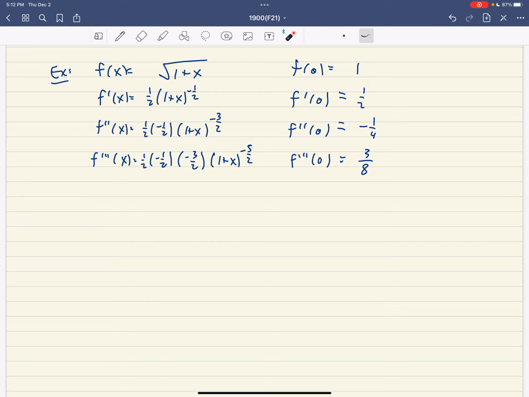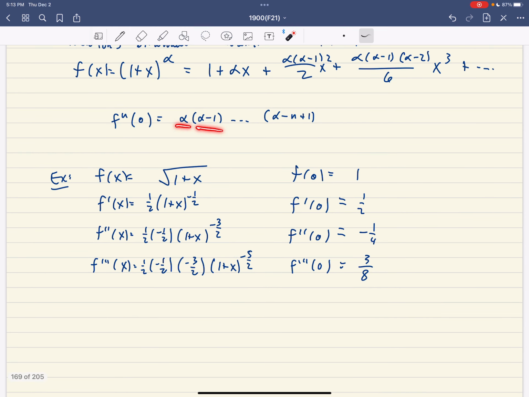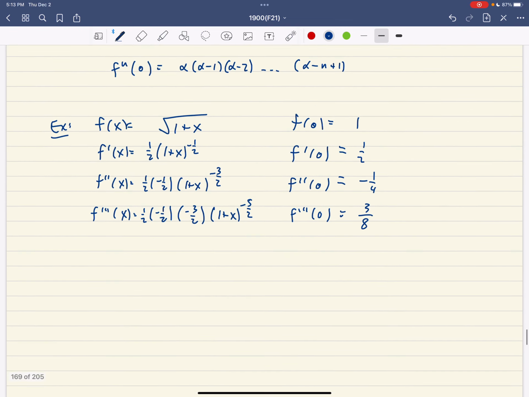And you keep going. And every time you take a derivative, you keep multiplying by another term where you subtract 1. So what I mean by that is you have 1/2 minus 1 is negative 1/2, minus another 1 is negative 3/2, minus another 1 is negative 5/2. And so you keep multiplying by these terms where you're subtracting by 1. Let me add in the next term just to make the pattern a little bit more obvious. You got alpha times alpha minus 1 times alpha minus 2 all the way down to alpha minus n plus 1.